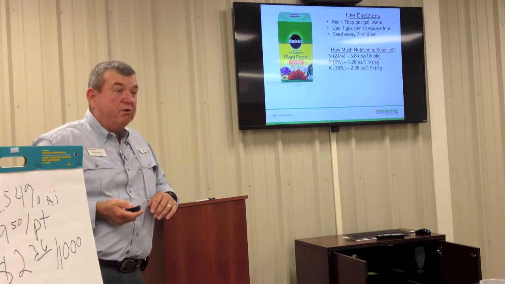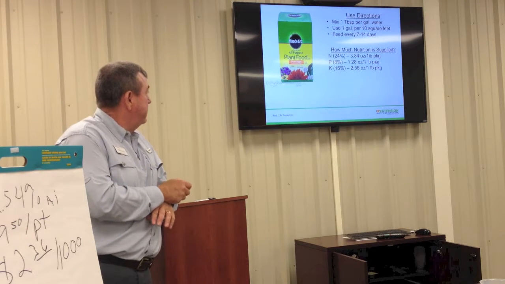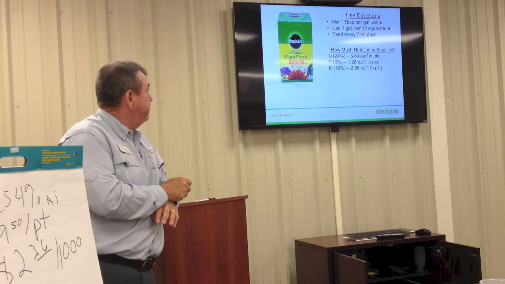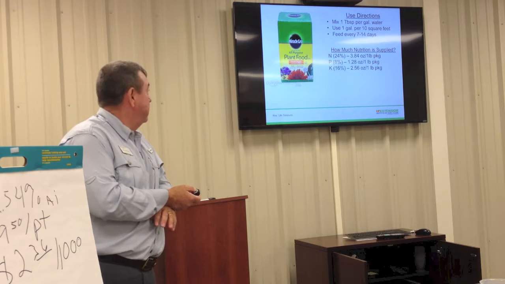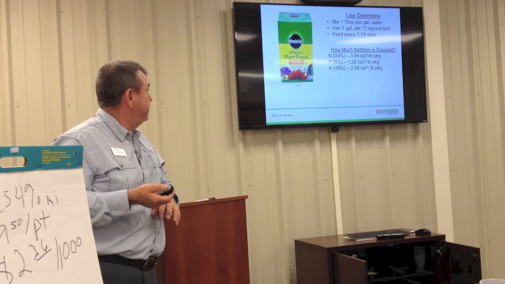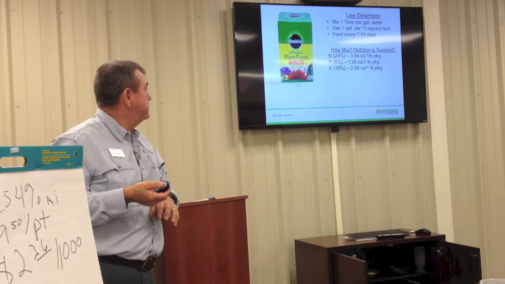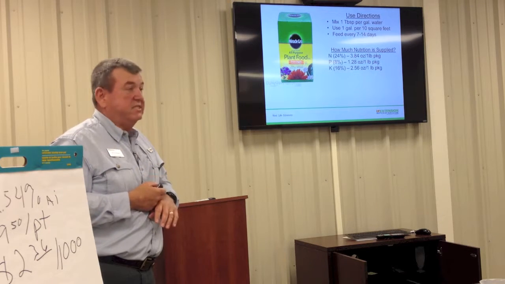Well, so in that pound, here's what you got. You got 3.84 ounces of nitrogen, 1.28 ounces of phosphorus, and 2.56 ounces of potassium for a 24-8-16 analysis, right?